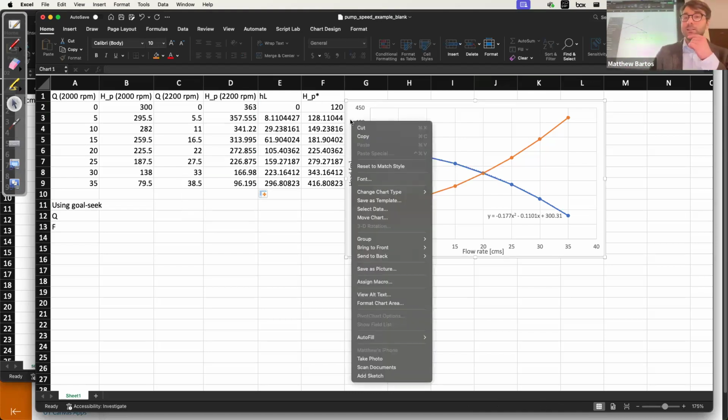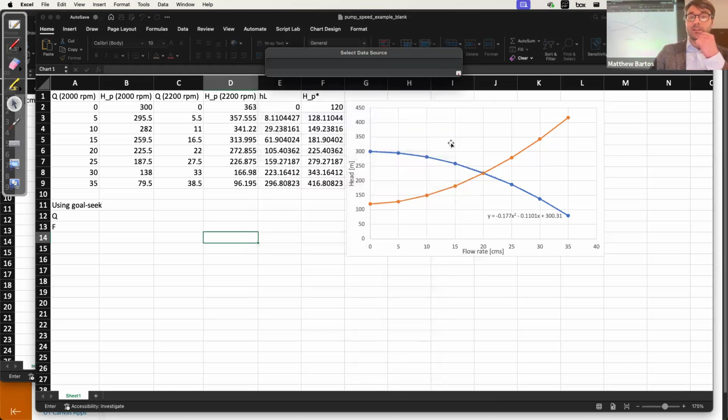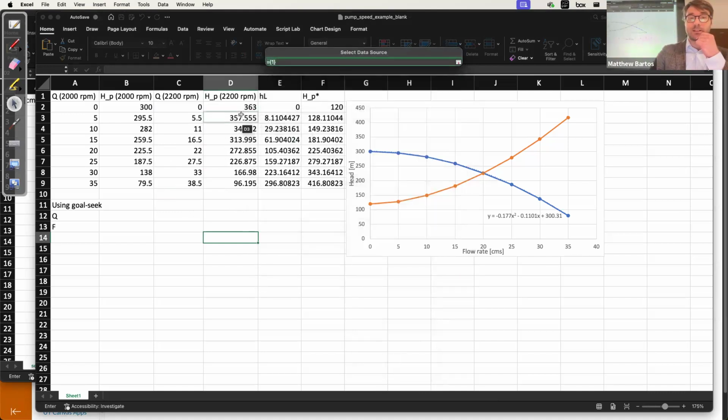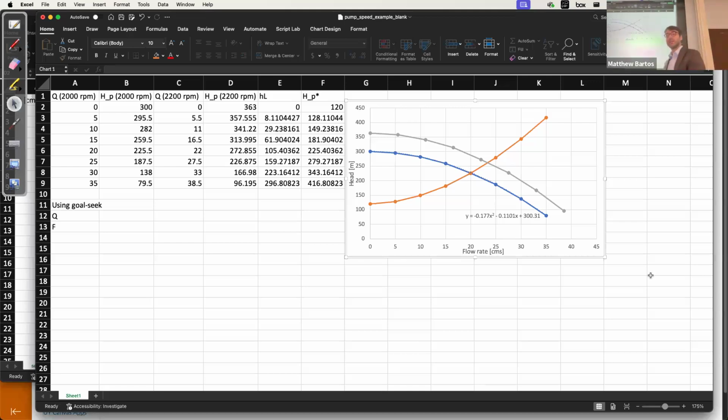To do that, I right-click on the chart and choose Select Data. I'm going to add a new series here. For the X values, I'm going to select column C. Those are our new pump discharges. And for the Y values, I'm going to select column D. And I'm going to give this the name HP 2200 RPM. I'll hit OK, and this gray line gives us our new pump curve for the pump operating at 2200 RPM. You can see that it shifted our original pump curve up and to the right.